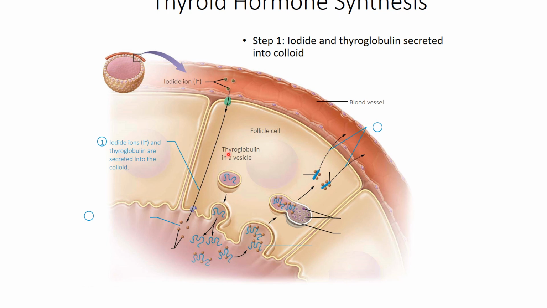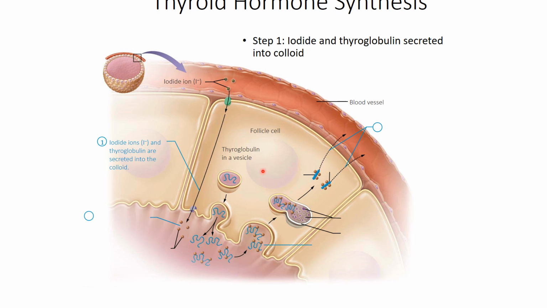Okay. So the first step in thyroid hormone synthesis is going to be iodide and thyroglobulin are transported into this structure right here, which is collectively called the colloid, right? It's this open area of the follicular cell. So iodine is ionized in the stomach and then is transported as iodine ions. So it's iodide, so it's gained an electron, right?